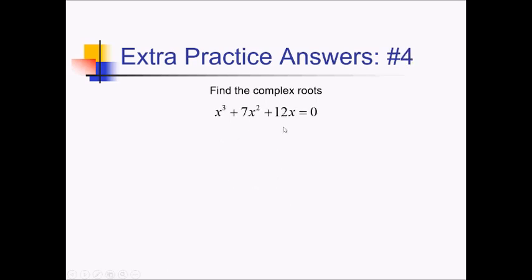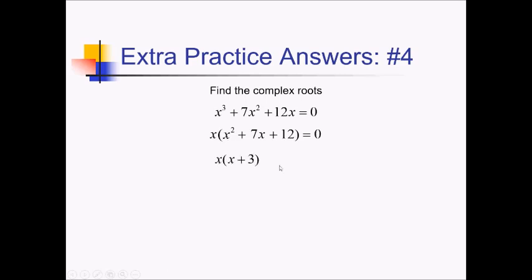On this problem, I notice right away that I can take out a common factor of x. Doing so leaves me with x squared plus 7x plus 12. And this quadratic inside can be factored pretty quickly. We just need factors of 12 that add up to 7. 1 and 12 won't work, neither does 2 and 6. 3 and 4 works.